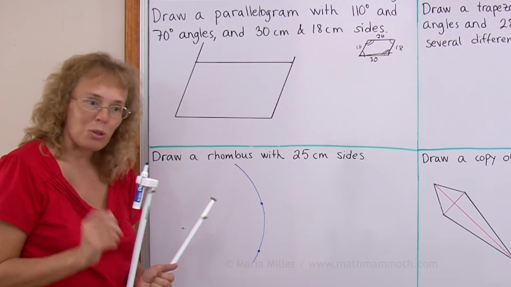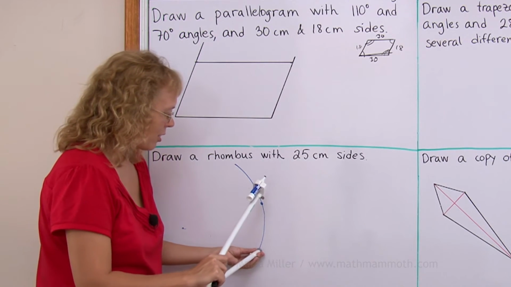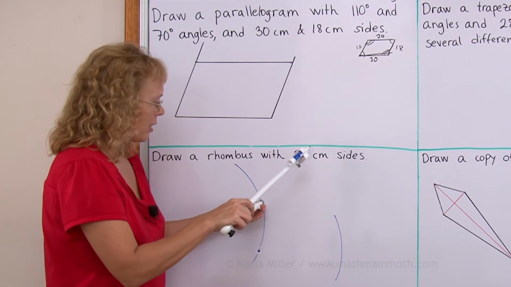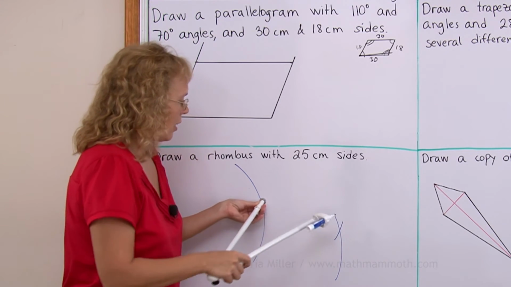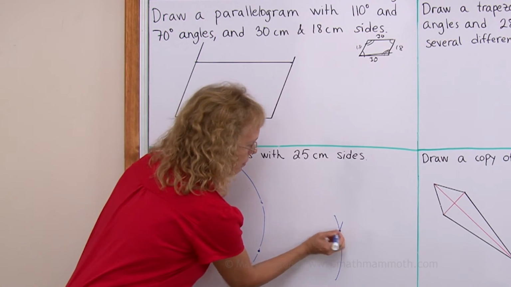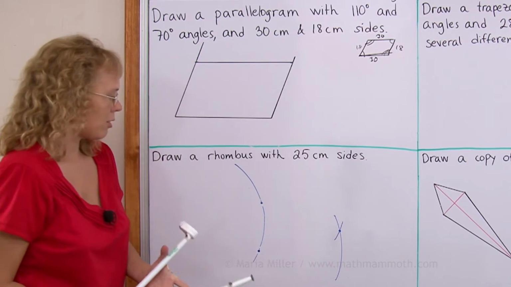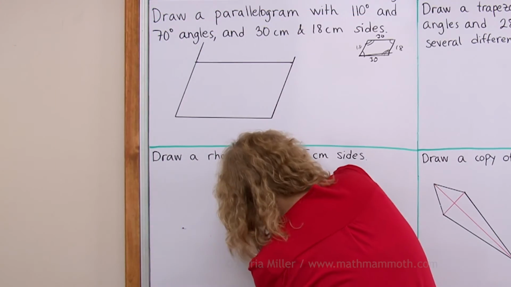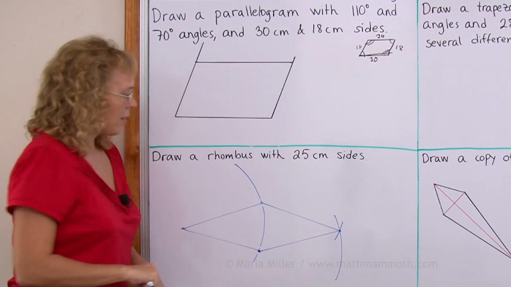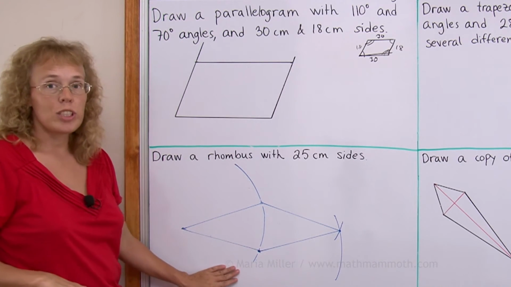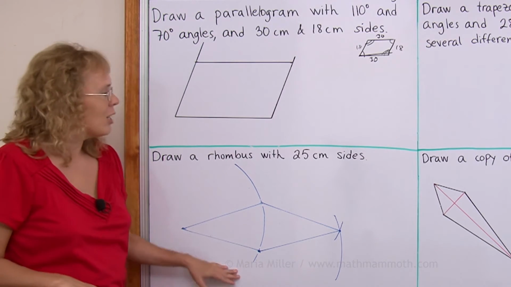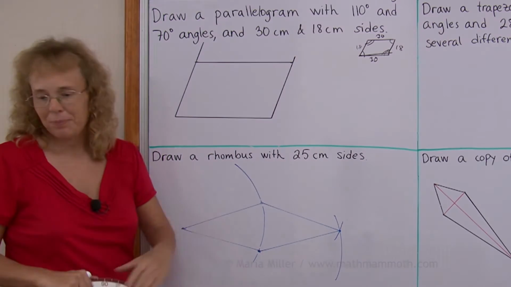So I'm going to draw 2 more circle lines. First, centering here, and then centering here, and where they cross is the fourth vertex of the rhombus. Okay, and I'll just draw the sides in. There is my rhombus, and like I noted, I can draw infinite number of different rhombi with 25 centimeter sides.